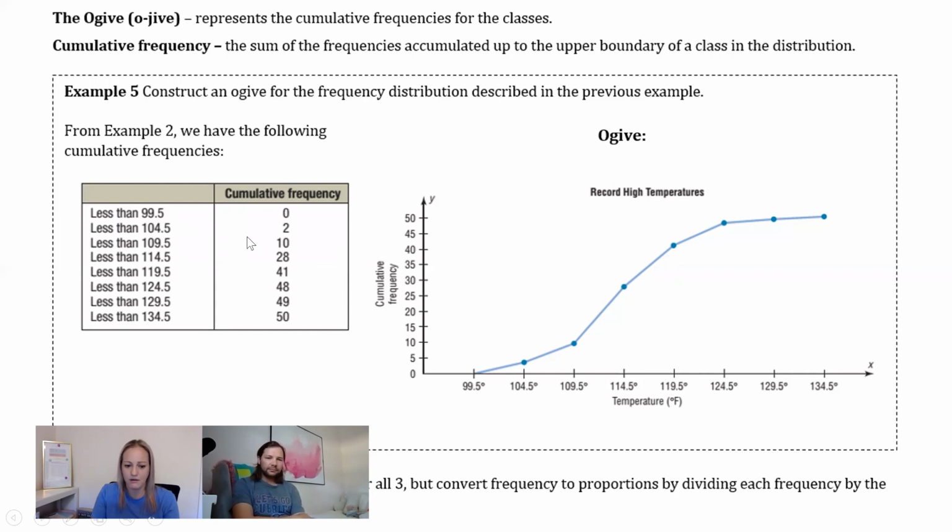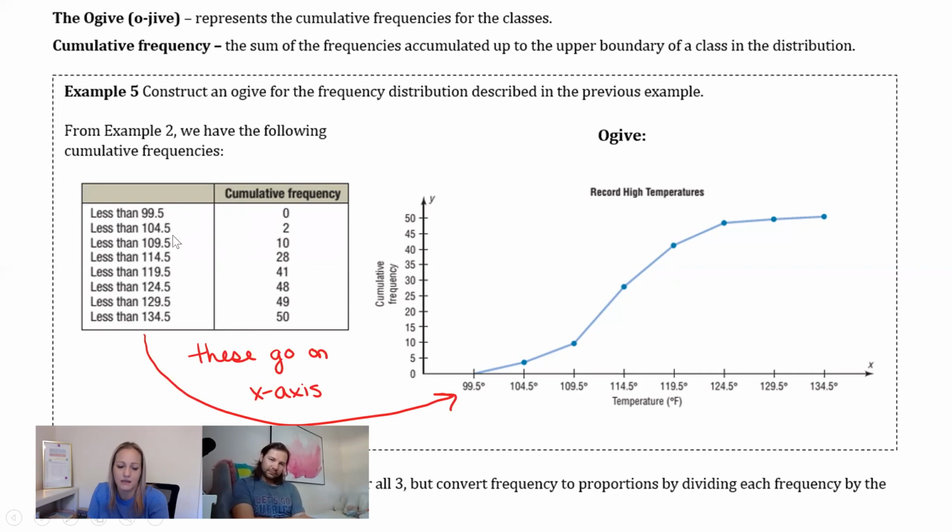So we already figured out how you determine this table. And then here's the ogive for it. Basically all of those values from your table are going to go on the x-axis. And then you're just going to plot a point at each one of the cumulative frequencies.